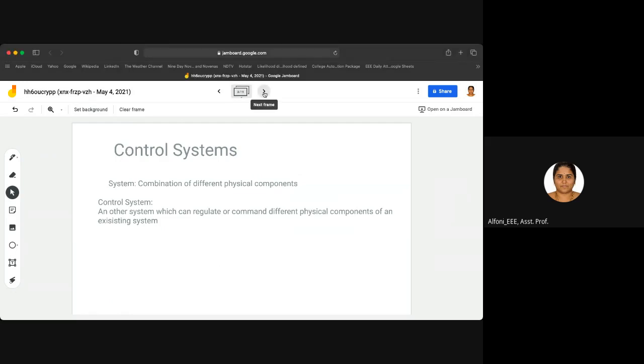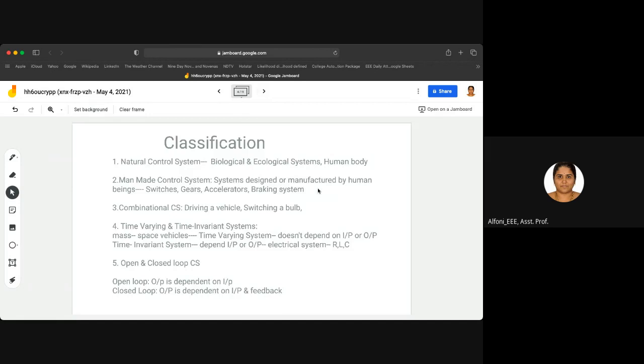So we can see that we have many different classifications of these control systems, among which one is a natural control system which can control the biological and ecological systems, or simply we can say it is the example of our human body. The second classification comes under the man-made control system. These systems are designed or manufactured by a human being.